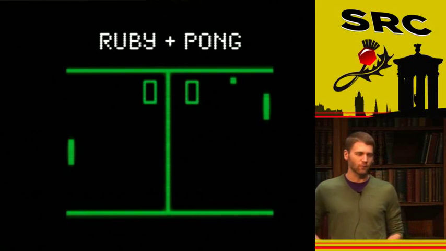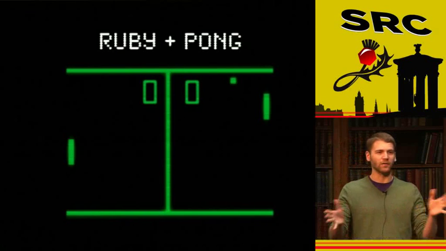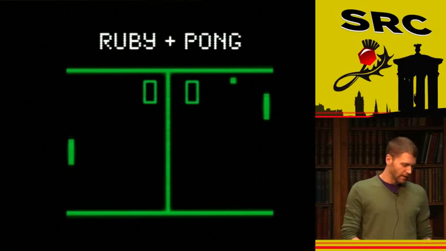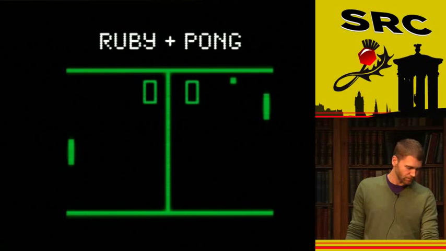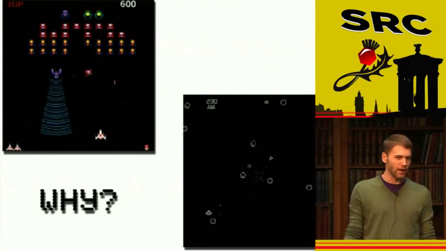So what is Wrong, right? Wrong was supposed to be Ruby and Pong. That's the idea, right? Ruby plus Pong. So an implementation of Pong in Ruby. Why? Why would one do this?